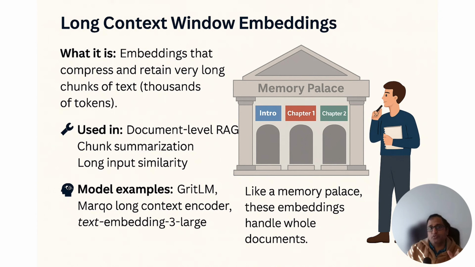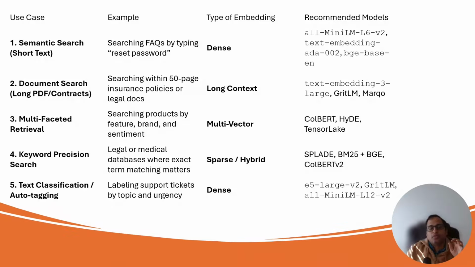For example, if your use case involves a lengthy PDF, a research paper, or maybe a customer call transcript, this type of embedding will really help you effectively understand the semantics, or do an efficient search. To summarize, so far we have learned about different types of embeddings: dense, sparse, multi-vector and long context. But how do you actually choose the right embedding model for your use case? Let's walk through 5 common use cases and see which model fits where, along with real world examples.